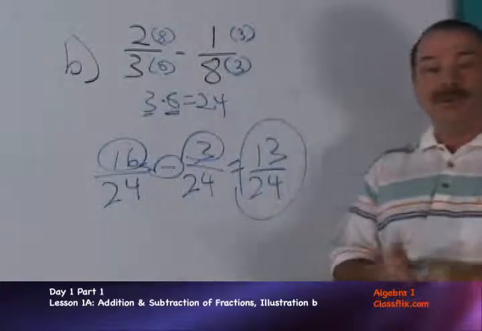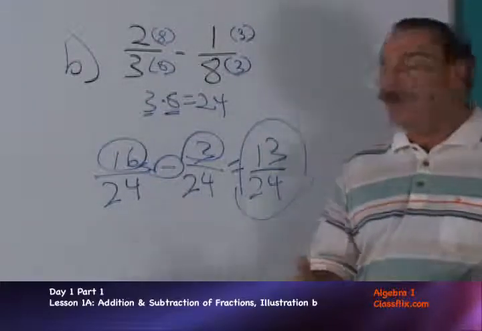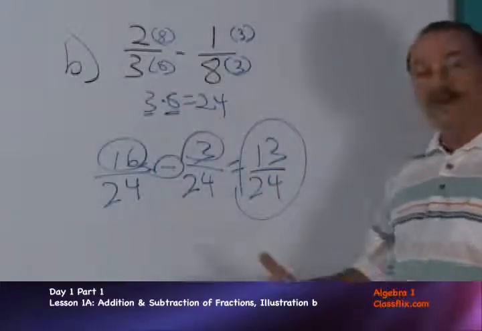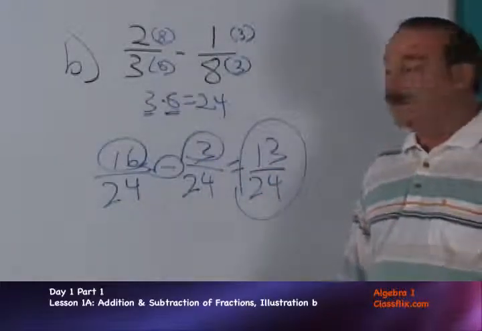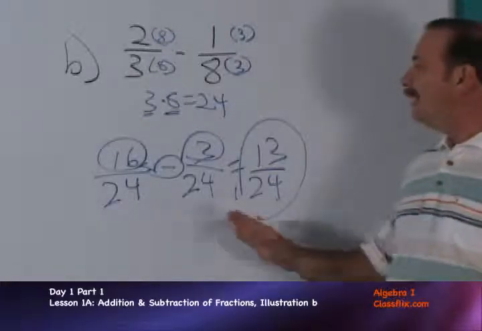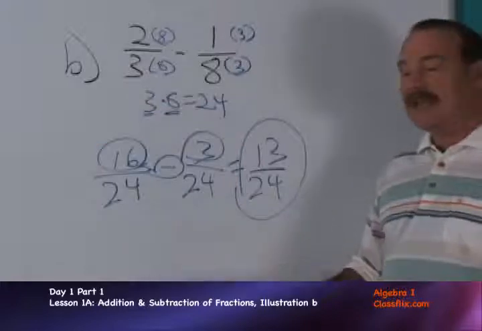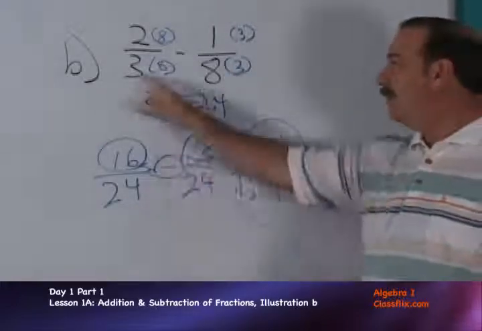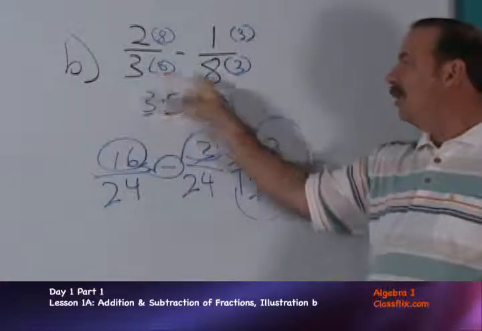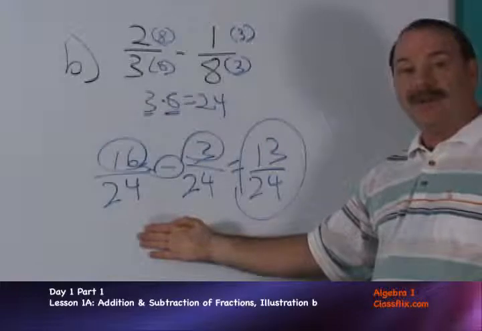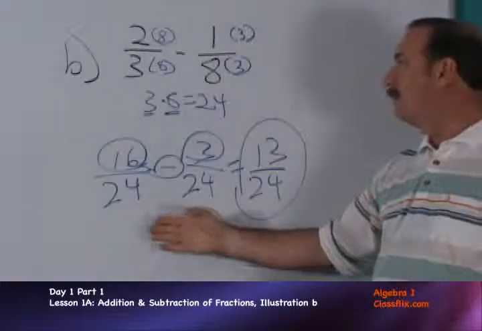You always want to look and see if you can simplify your answer. In this case, it is already simplified, and we'll get into that more as we go and we deal with more mixed numbers and improper fractions down the road. But basically, your steps are always the same. Your goal is to have common denominators. If you do not have common denominators, you can multiply them by a number to turn them into a number that they have in common, that they're a multiple of.